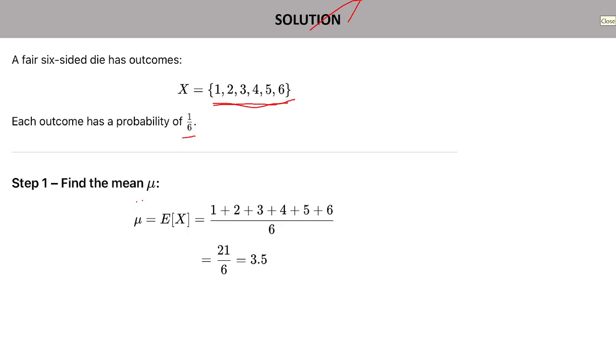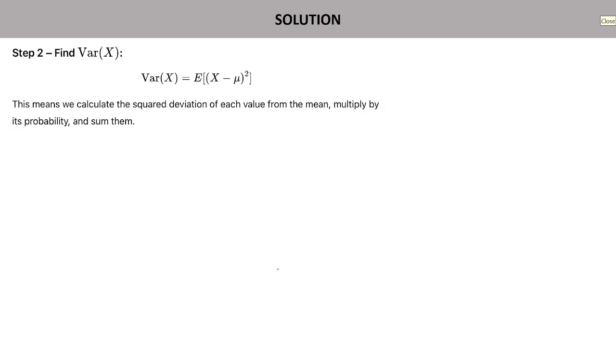Now, if we have to find the mean of it, this is our data set. So the mean formula will be simple. We will have to add all these values and divide by the total number of values, which is 6. So it will be 21 by 6, which is 3.5, the mean value of all the data points of a single dice. Now we need to find the variance. The variance formula is the expected value of (x, the value of each dice, minus the mean) squared. This means we calculate the square deviation of each value from the mean, multiply by its probability, and then sum it.